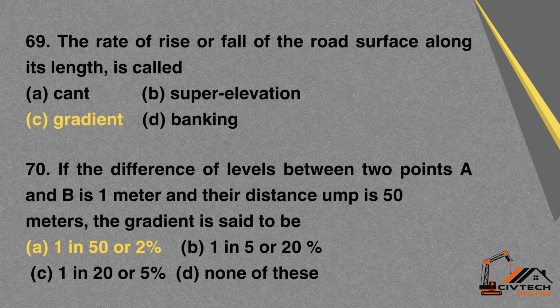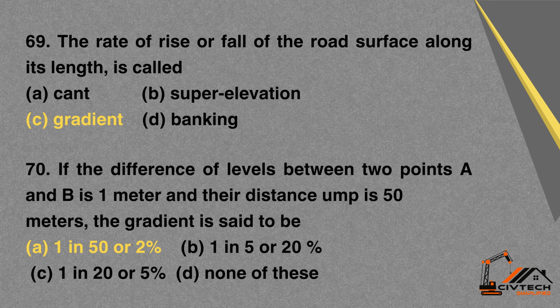69. The rate of rise or fall of the road surface along its length is called A. Cant, B. Superelevation, C. Gradient, D. Banking. Correct option, C. Gradient.